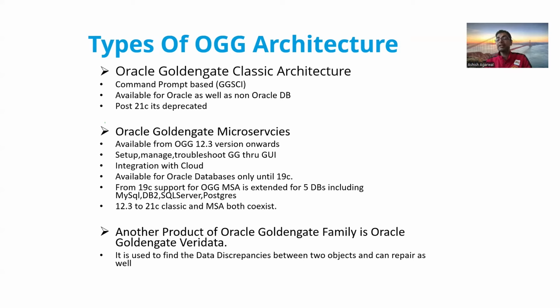Apart from that, classic architecture is still the dominant player in the market. Oracle GoldenGate Classic Architecture is command-based, using GGSCI, and it is available for both Oracle as well as non-Oracle databases, and post 21c it is deprecated. Microservices is available from 12.3 onwards. One of the major differences between the two is that microservices has a GUI, while classic architecture is command prompt GGSCI based.